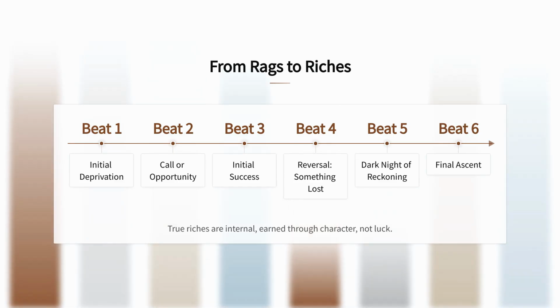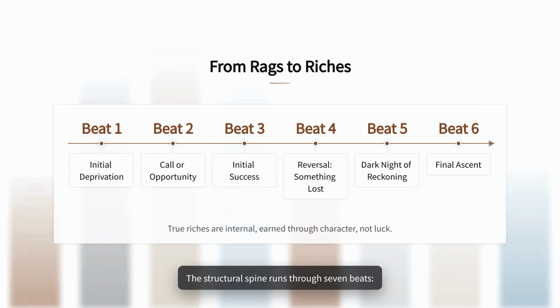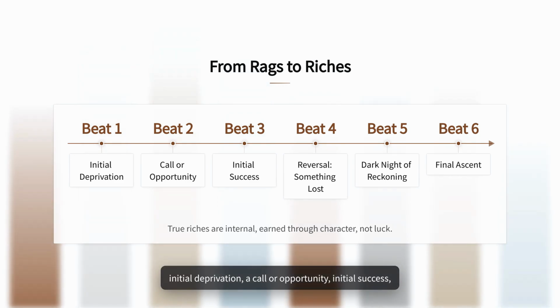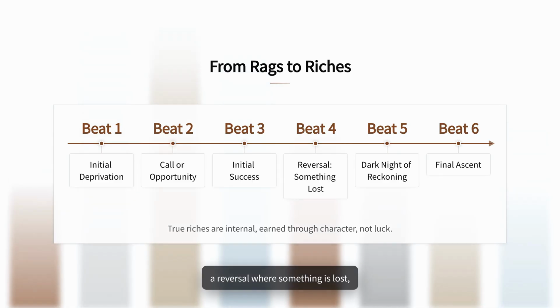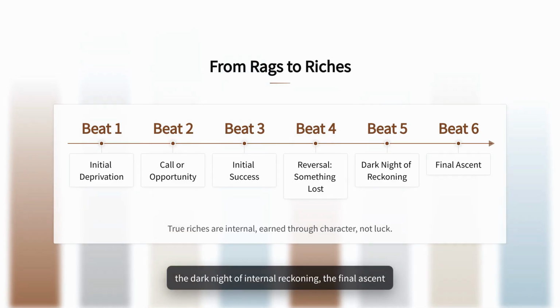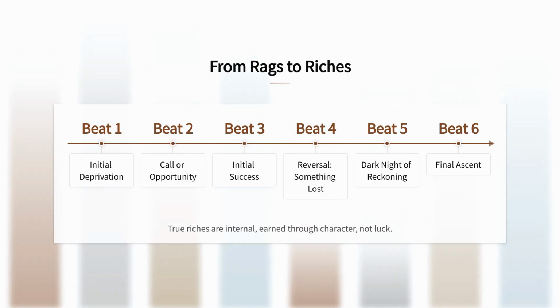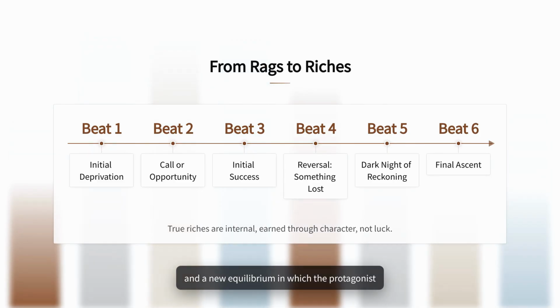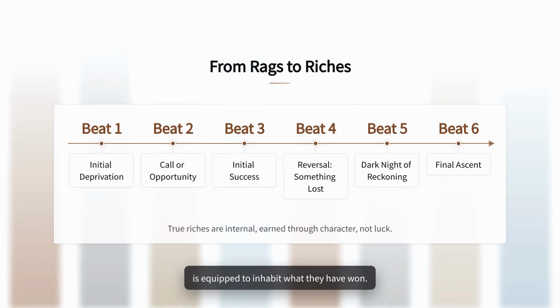rather than acting. The structural spine runs through 7 beats: initial deprivation, a call or opportunity, initial success, a reversal where something is lost, the dark night of internal reckoning, the final ascent, and a new equilibrium in which the protagonist is equipped to inhabit what they have won.